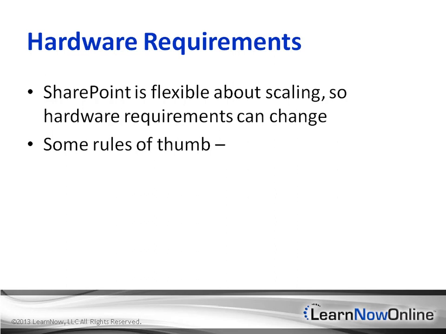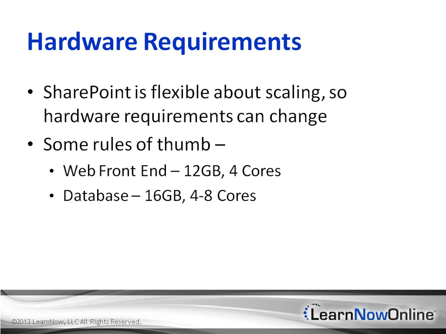So some good rules of thumb are web front ends. If you notice, the hardware requirements have gone up a little bit here: 12 gigabytes of RAM, 4 cores. These can be dedicated servers, real servers, or virtual machines. Again, I mentioned that SharePoint has gone very heavily into virtualization. So if you've got a larger server, maybe a blade server or cloud, you can start breaking those cores and that RAM out into modes like this.